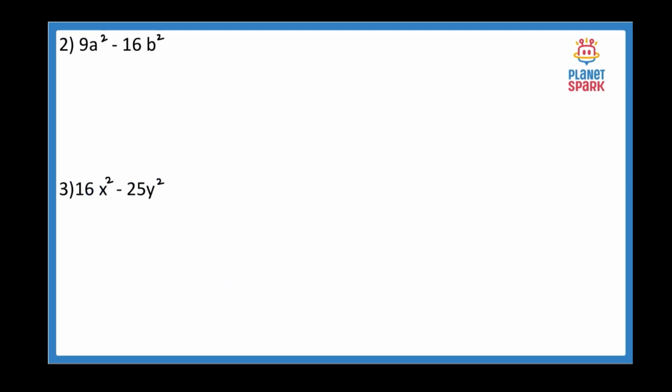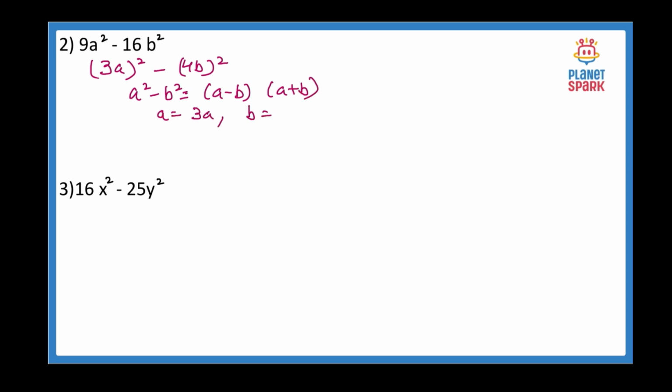Next one, 9a square minus 16b square. Again, reduce the numbers as the difference of squares. So 9a square can be written as 3a whole square, 16b square can be written as 4b whole square. Again, we'll use the identity a square minus b square, which is a plus b into a minus b. On comparing, in place of a we have 3a, and in place of b we have 4b. So my identity will reduce to 3a minus 4b and 3a plus 4b.